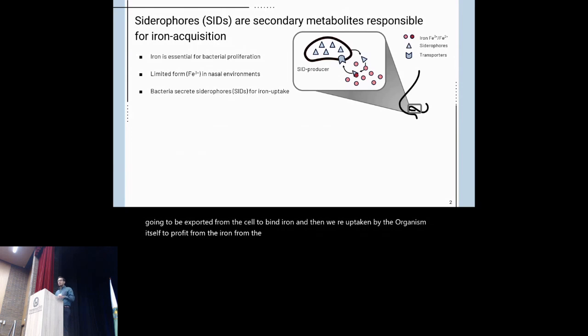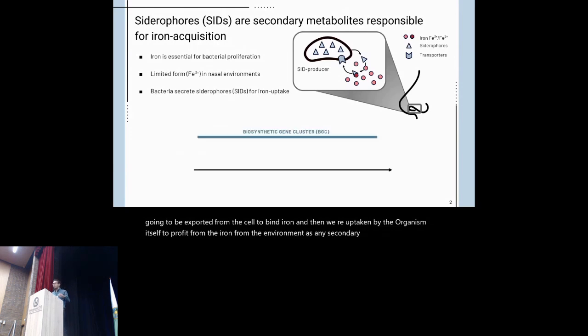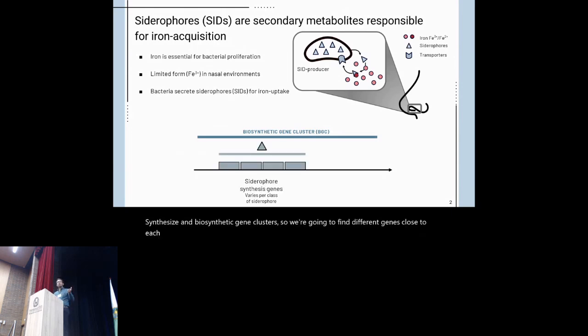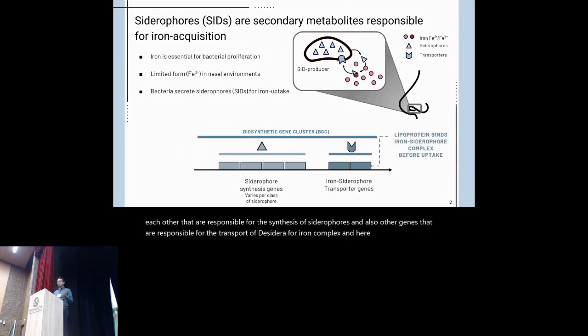As with any secondary metabolites, siderophores are synthesized in biosynthetic gene clusters. So we find different genes close to each other that are responsible for the synthesis of siderophores, and also other genes that are responsible for the transport of the siderophore-iron complex. Here I would like to highlight one specific type of protein, lipoproteins. These bind the siderophore-iron complex before actually starting the process of the uptake itself.